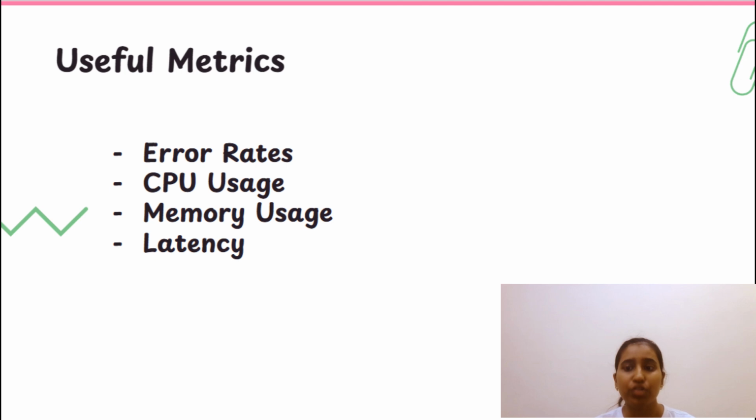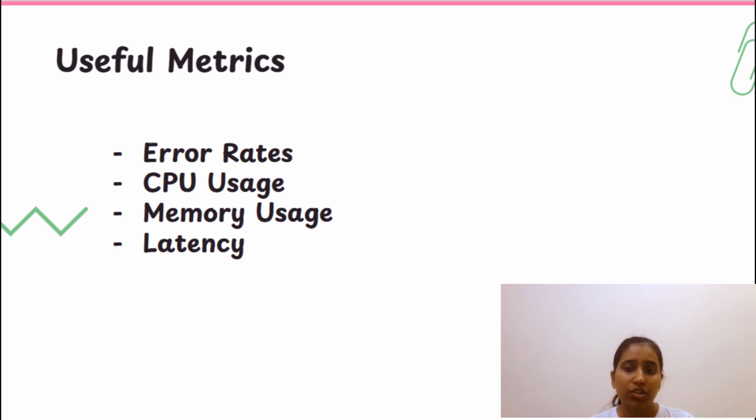Now let's talk about the most useful metrics that every system should track. Some essential metrics include error rates, which track how often things go wrong in your system. If you see a sudden spike in error rates, it's a clear indication that something somewhere is broken. Next up, we have CPU usage. Monitoring CPU usage helps us ensure that your server isn't overloaded. A sudden spike in CPU usage can lead to slow performance, and the system will eventually crash if the same load continues.